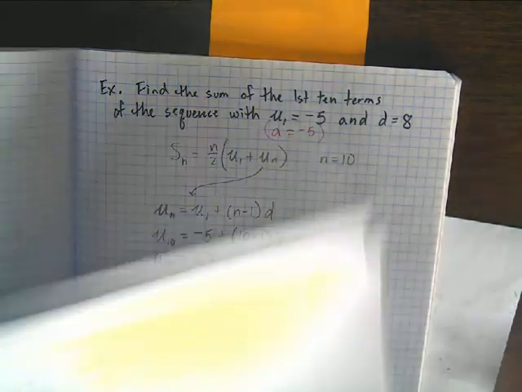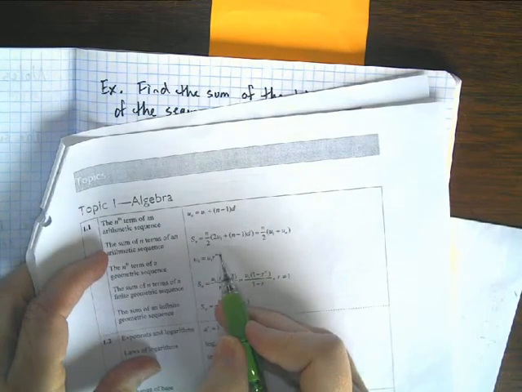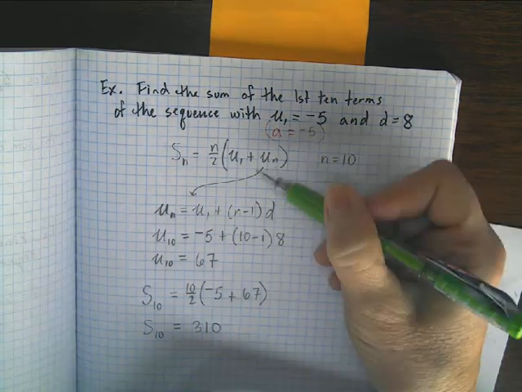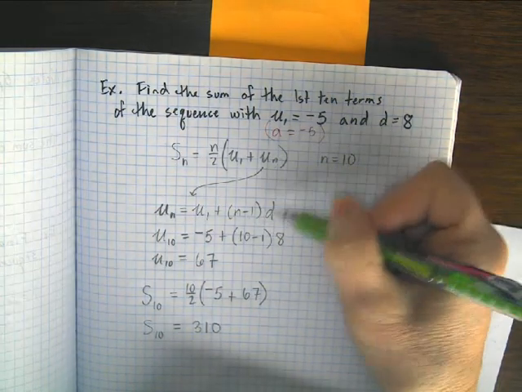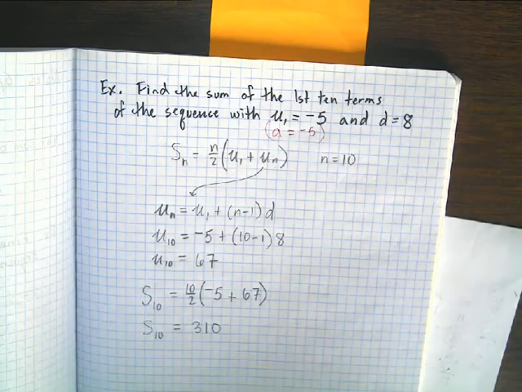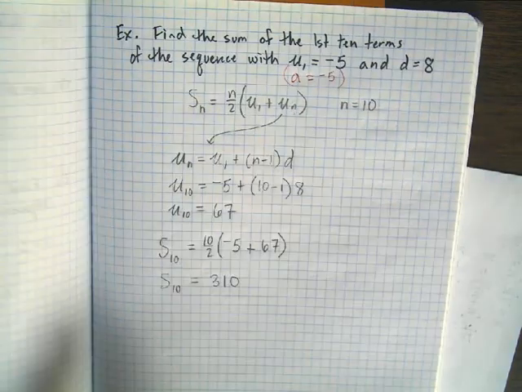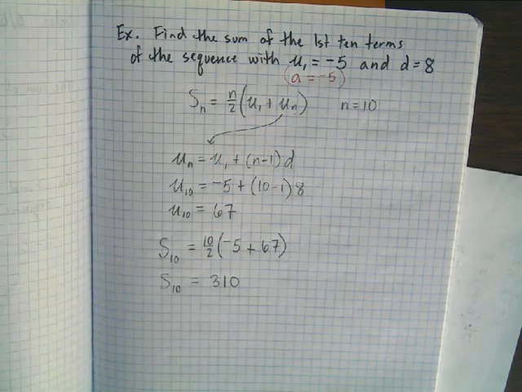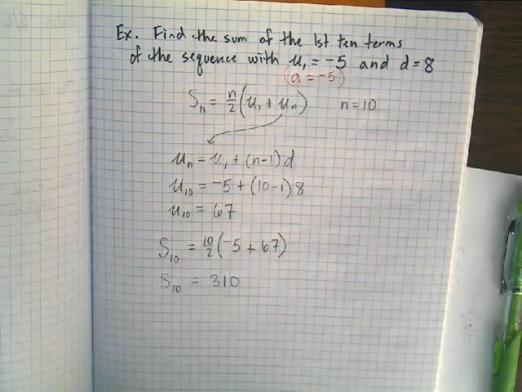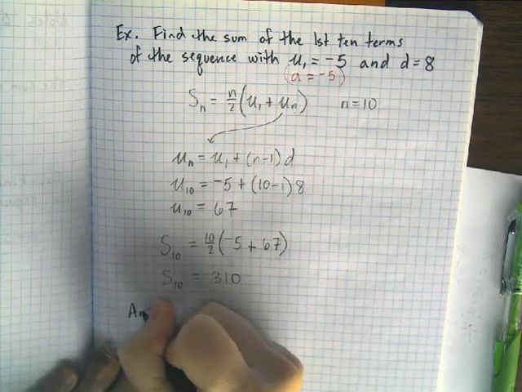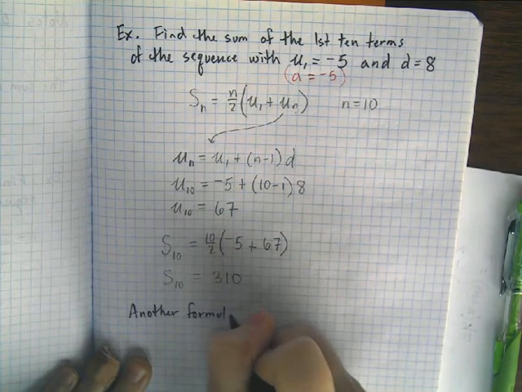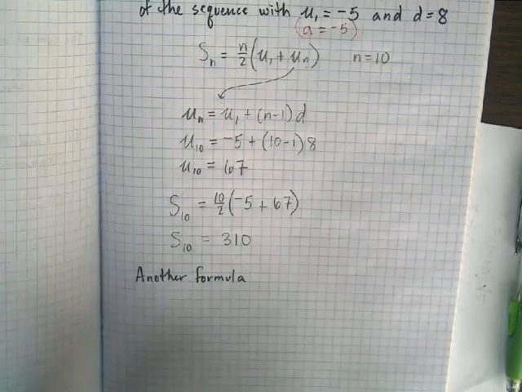So where does this formula come from then? Well, it comes from just combining these two formulas together, like I started to do here. So let's go ahead and write that down. The other formula that we have in our packet comes from combining these two formulas. Okay, so another formula. Let's go ahead and find it ourselves.